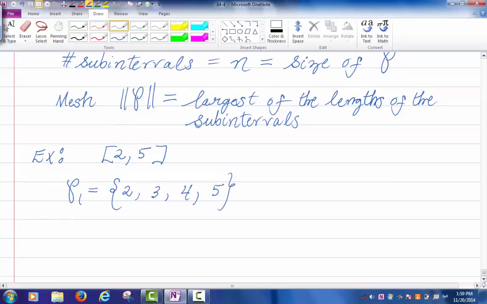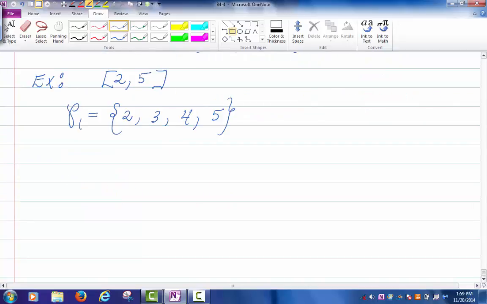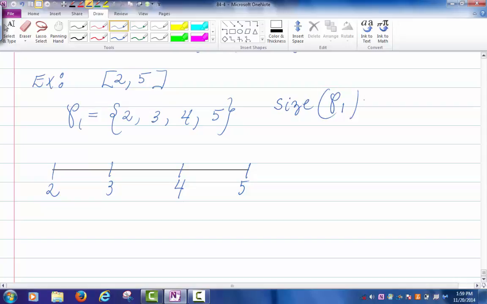So in this case, what are the subintervals here? Well, I get 2 to 3, 3 to 4, 4 to 5. So these are the subintervals that I get. How many subintervals? 3. So what's the size of this partition P1? The size is 3. The number of partition points minus 1, or the number of subintervals.